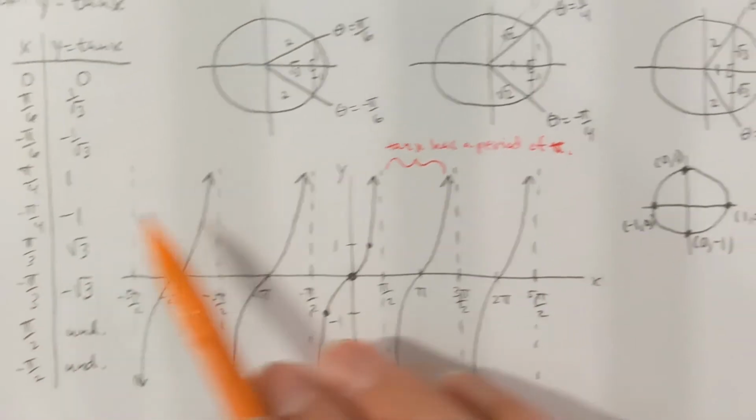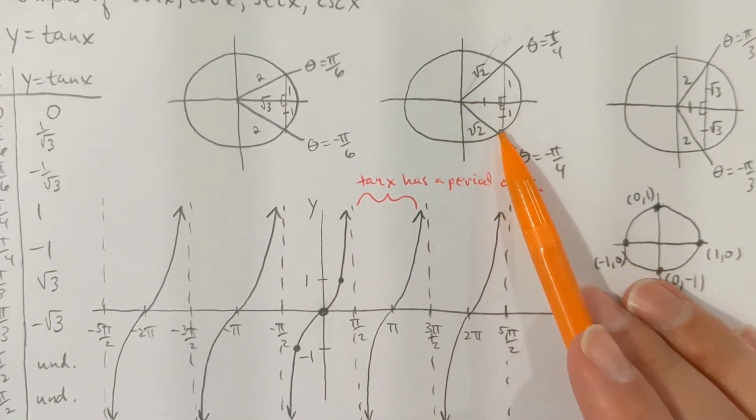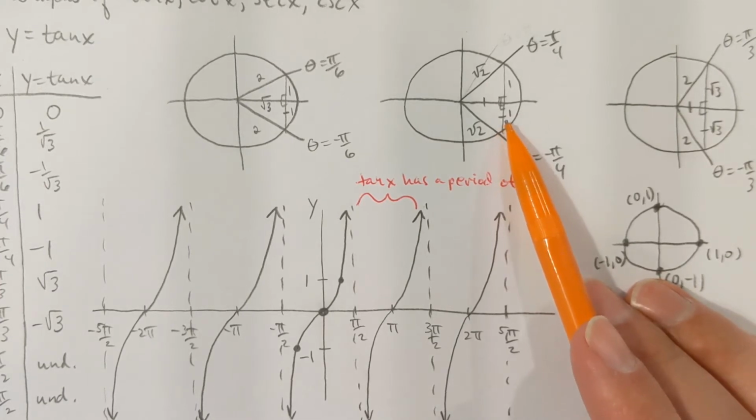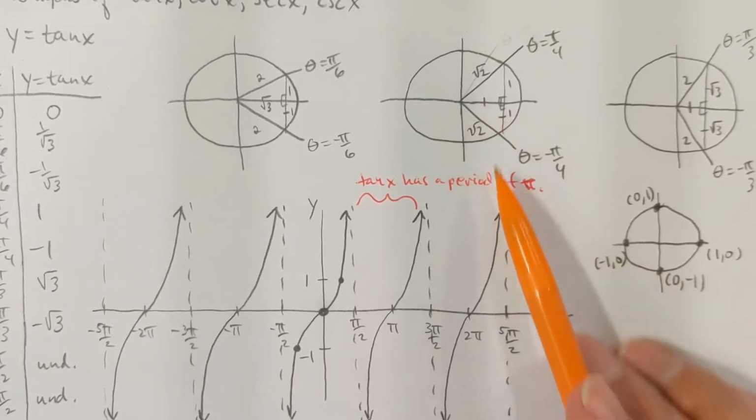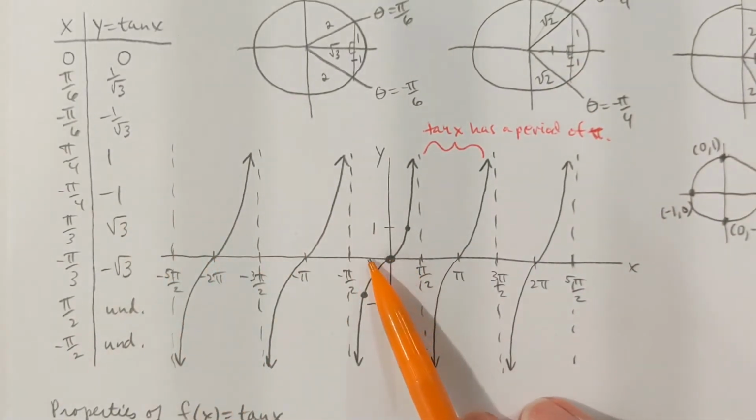If x is negative pi over 4, here's a 45, 45, 90 right triangle, but it's in quadrant 4. The opposite side is negative 1. The adjacent side is 1. Negative 1 over 1 is negative 1. So here's negative pi over 4, negative 1.